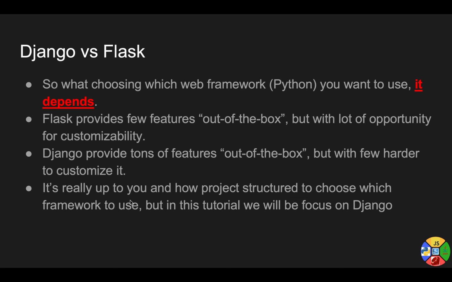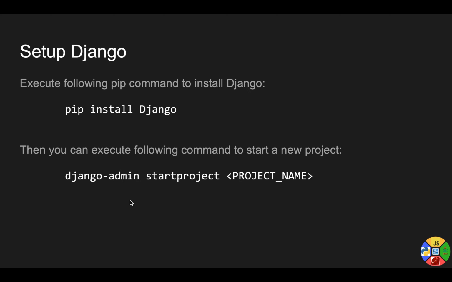Flask doesn't have tons of features given out of the box, although Flask does have a lot of extensions that do basically the same things Django does. Django provides tons of features out of the box, so there's less chance and it's harder to customize. It's really up to you and how your project is structured to choose which framework to use. But in this tutorial, we focus on Django. I do have a Flask tutorial which you can check out on my channel.